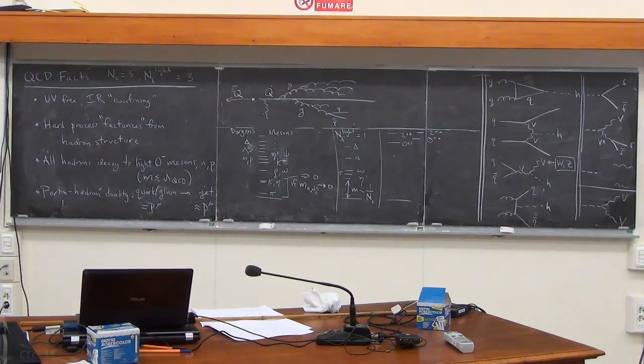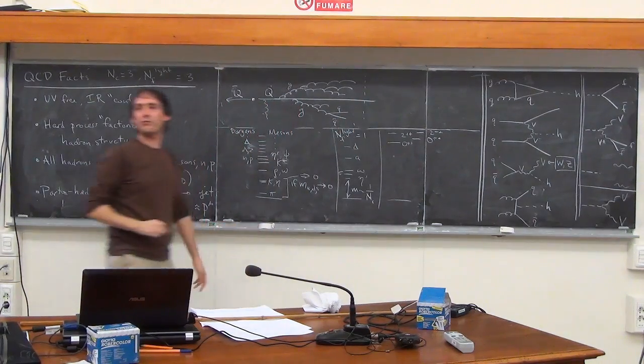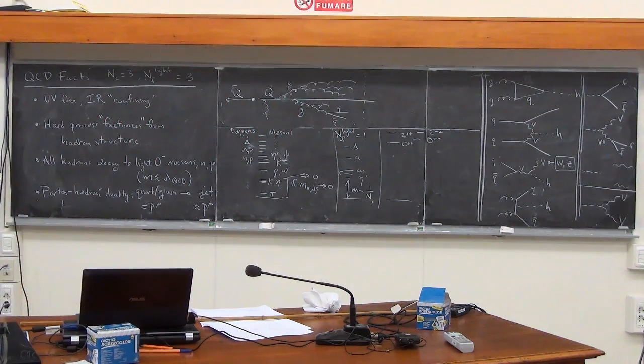But because of infrared confinement, we finally start to reach a scale at which the forces become very strong. And something's got to give, because these quarks and gluons cannot remain on their own. So what happens?